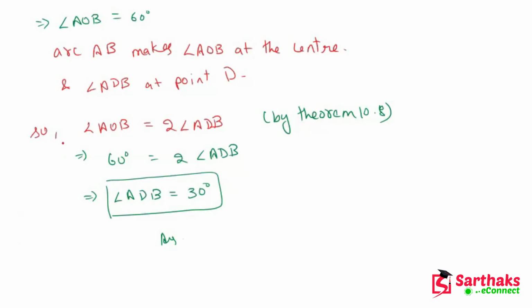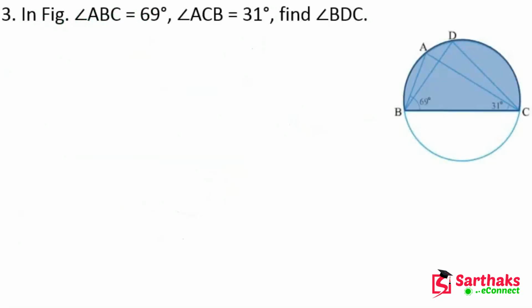Yes, so now my dear friends, let's move on. In the figure, angle ABC is 69 degrees, and angle ACB is 31 degrees. Then we have to find angle BDC, which means we have to find this angle. I hope you get this point.